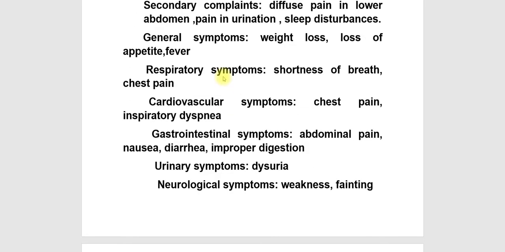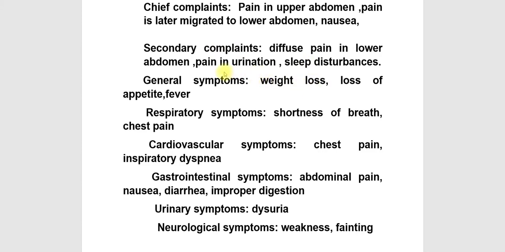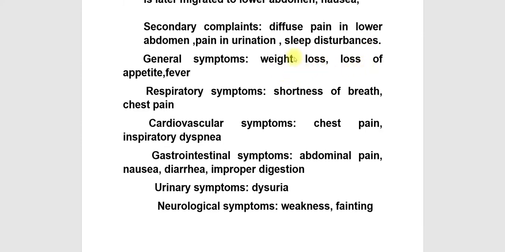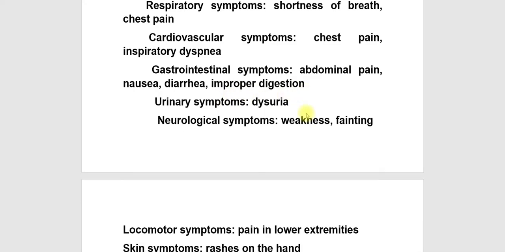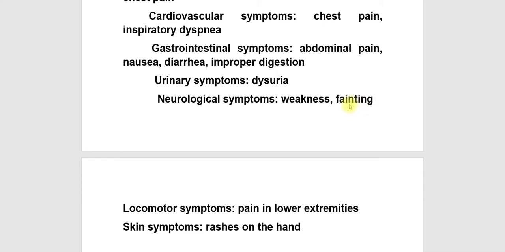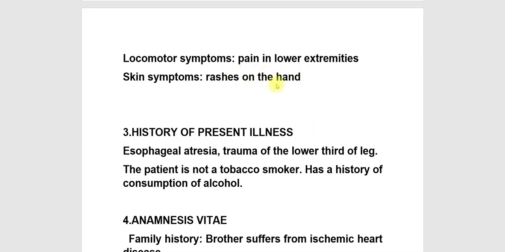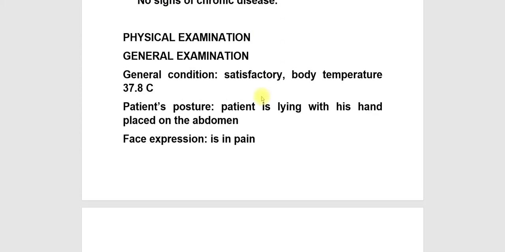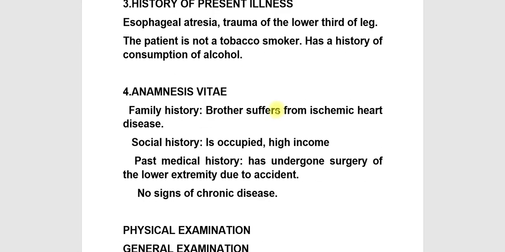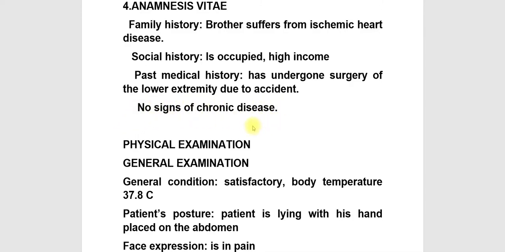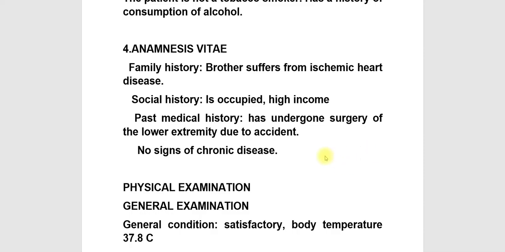No signs of chronic disease. This patient has pain during urination, sleep disturbance, weight loss of unknown cause, shortness of breath, chest pain, dyspnea, diarrhea, improper digestion. Or do you think that improper digestion it's a normal condition for a person? He has also weakness and fainting of unknown origin and pain in the lower extremity and rash on his hands. So you mean that maybe he has some dermatological disease, or this rash on his hands might be a symptom somehow related to his present illness. We don't know that yet. But still, you write here that there are no signs of chronic disease. But previously, you've mentioned a lot of signs of chronic disease. So this won't do. This is wrong. You are in contradiction with yourself in your case history.